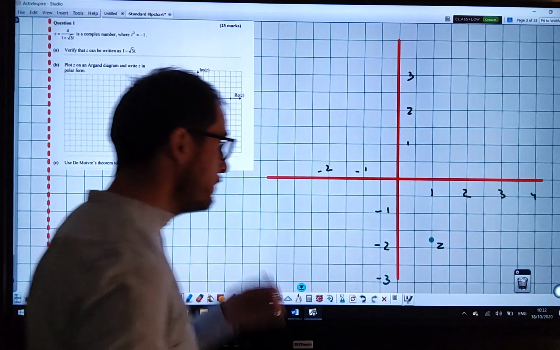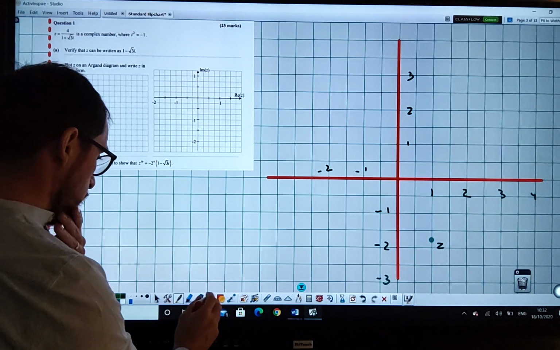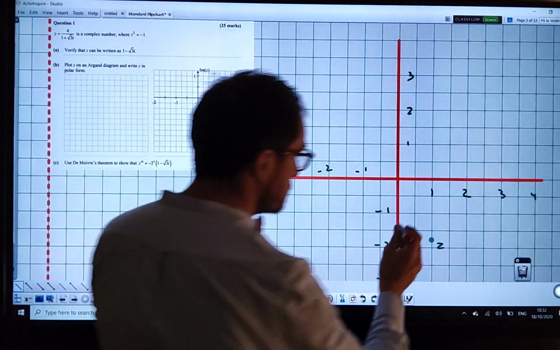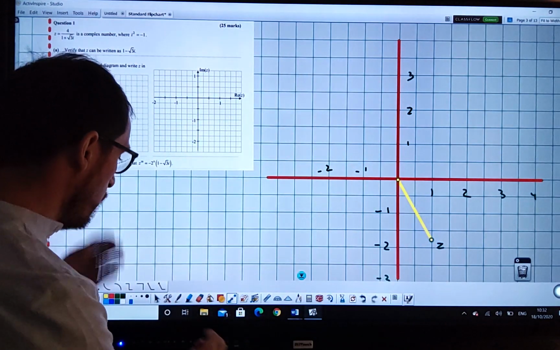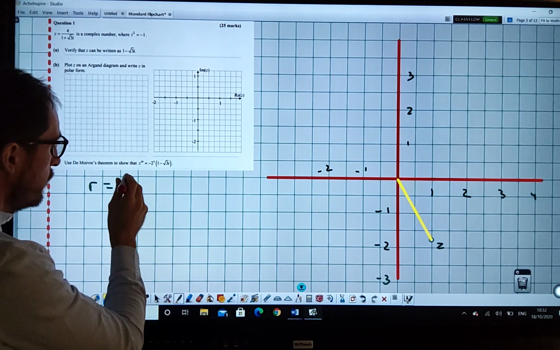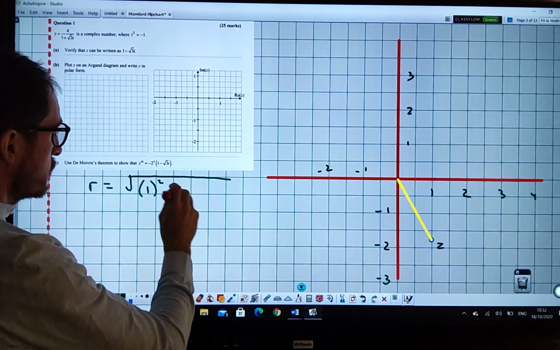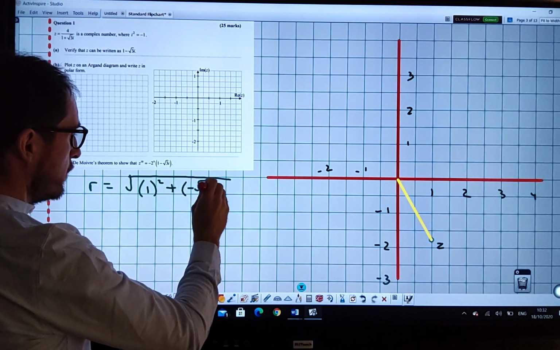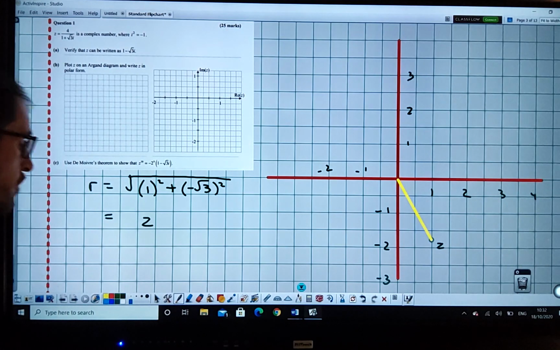And always label it. There. You have to write in polar form. So to write in polar form, we need to, first of all, measure that distance there. So we get r. We know that r is equal to the square root of 1 squared plus minus root 3 squared. So that's equal to 2, 1 plus 3, so it's 2.